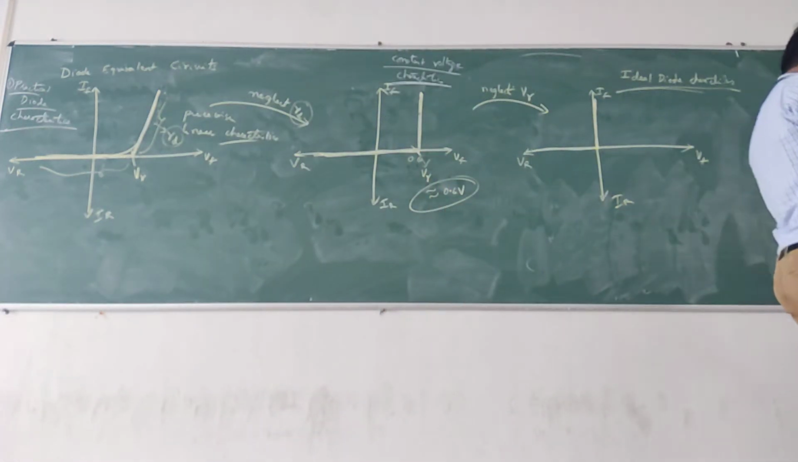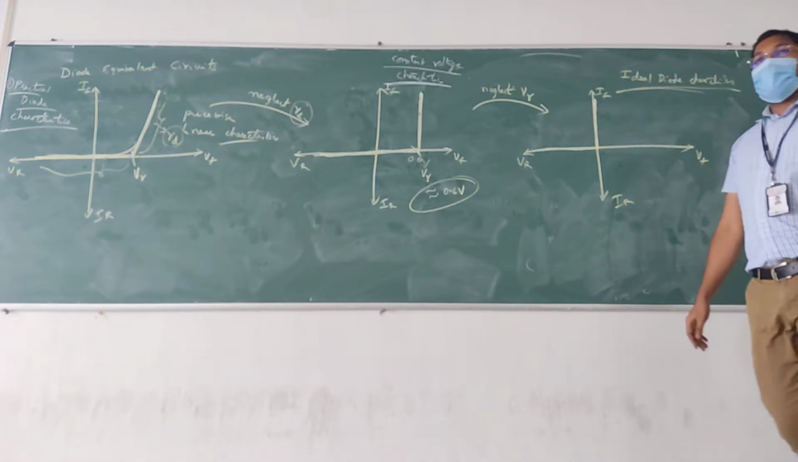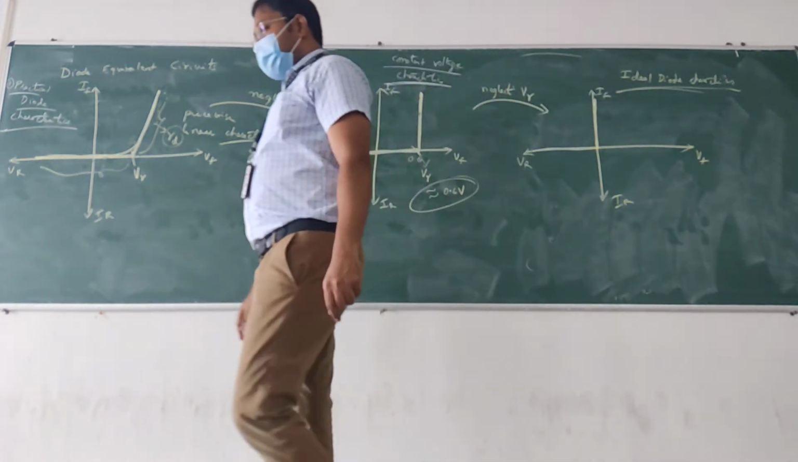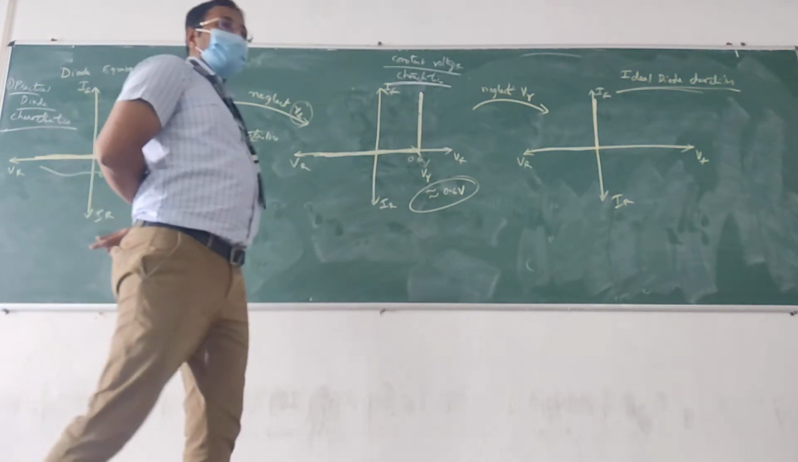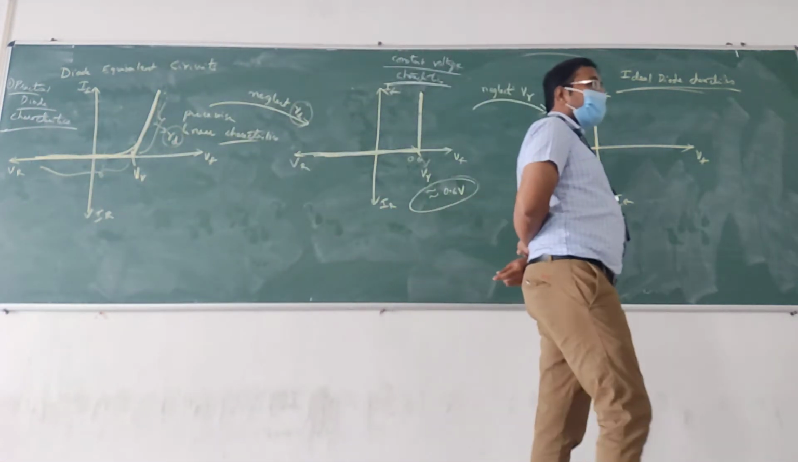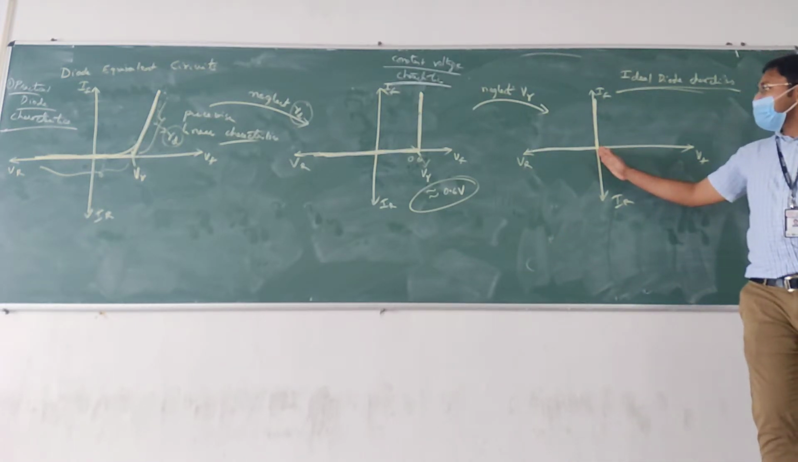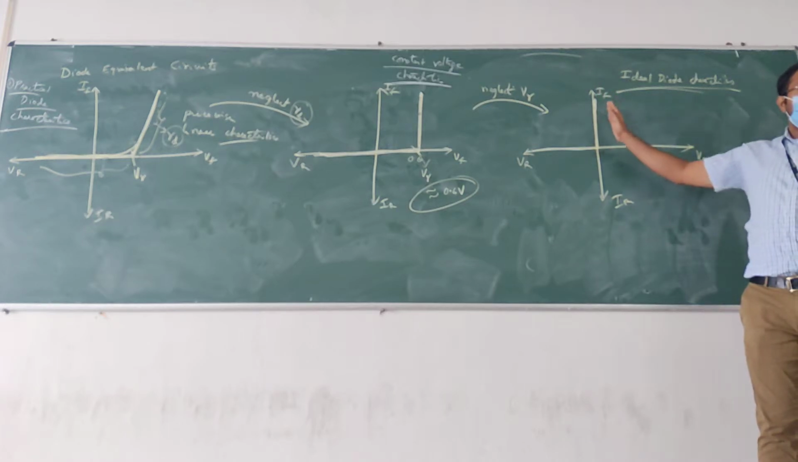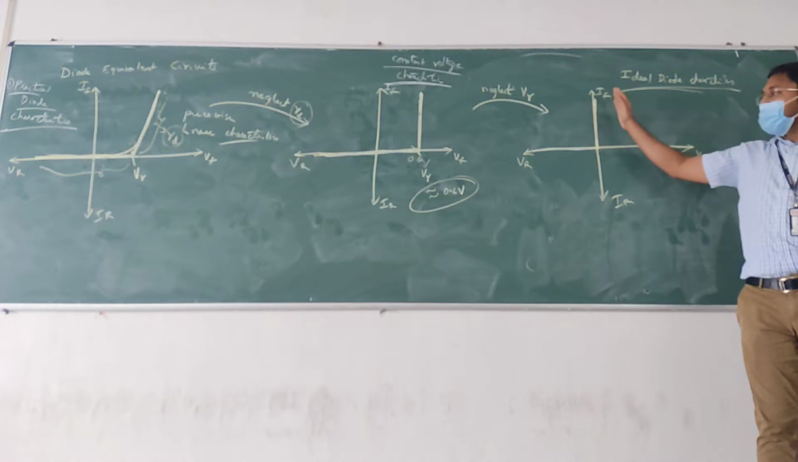Question for all of you. What is an ideal diode equivalent to under forward bias condition? Take an ideal diode. Under forward bias condition, what is it equivalent to? Okay, two options I will give. Is it switch on or switch off? Switch on. Right? Switch on, current can be anything, voltage is 0.